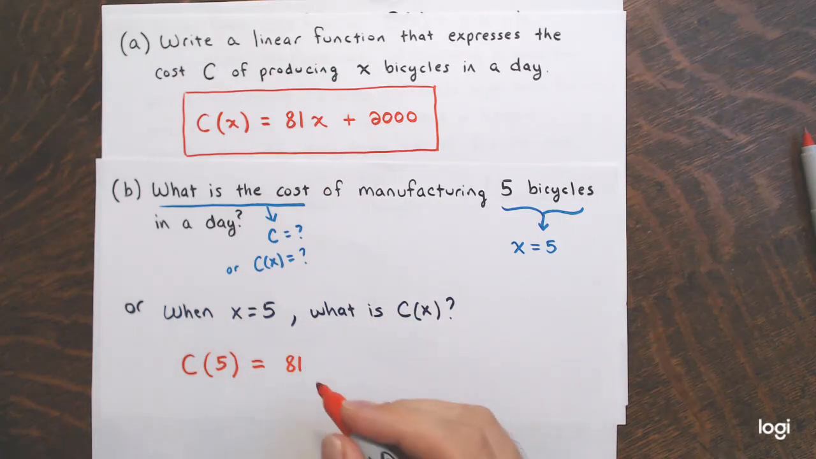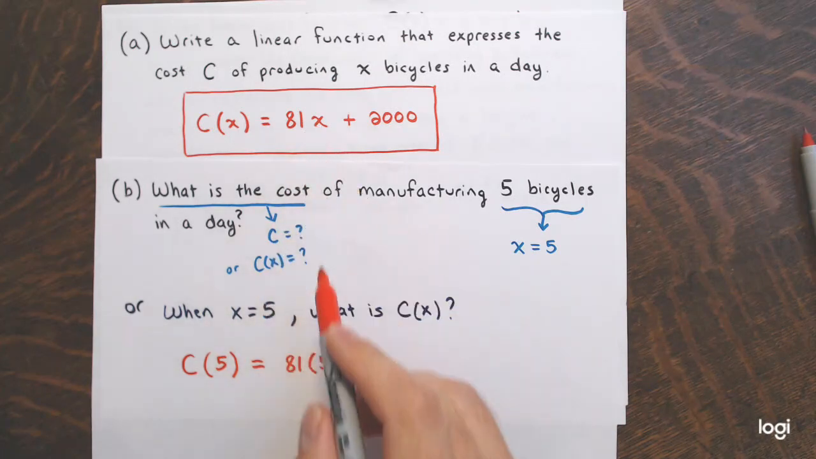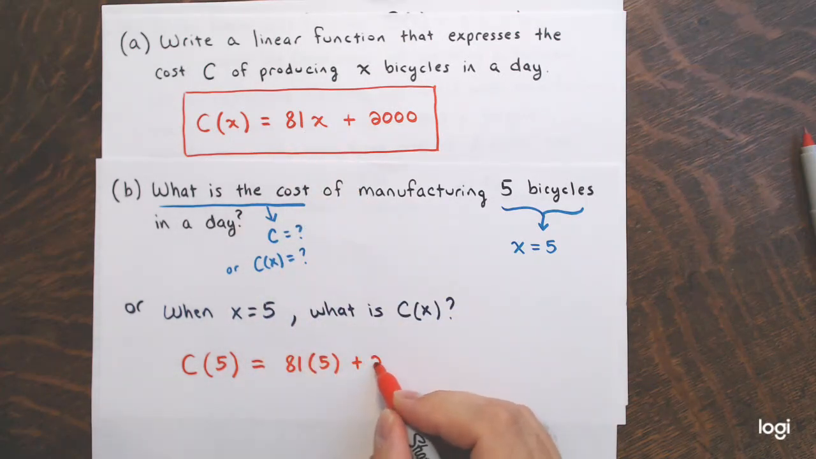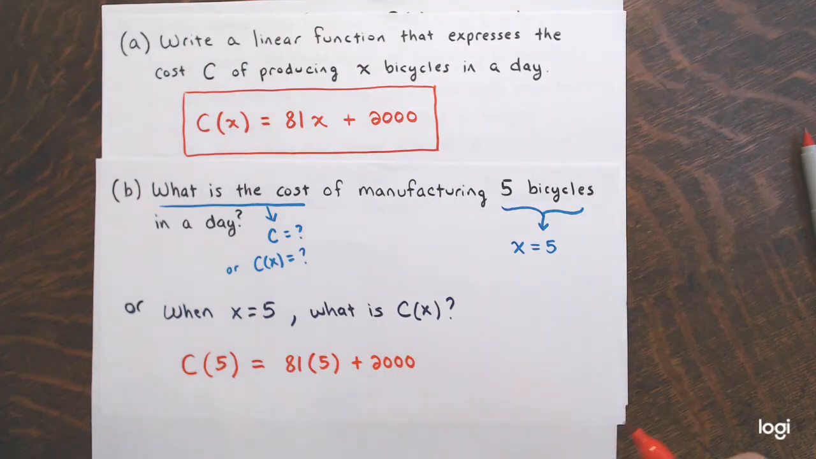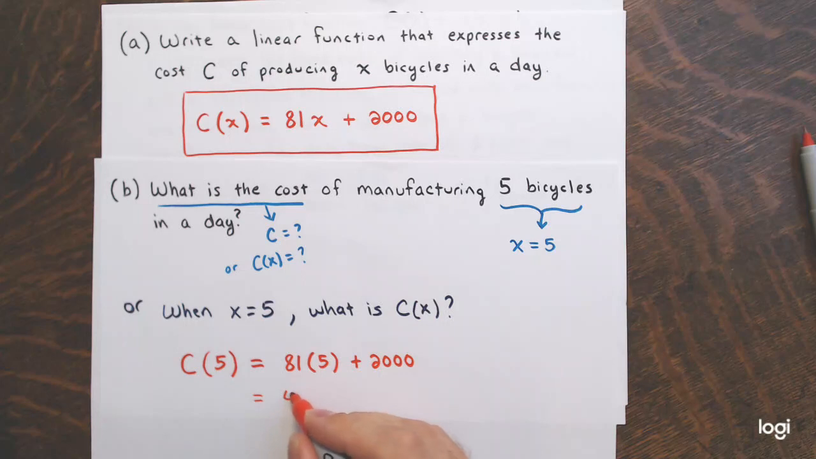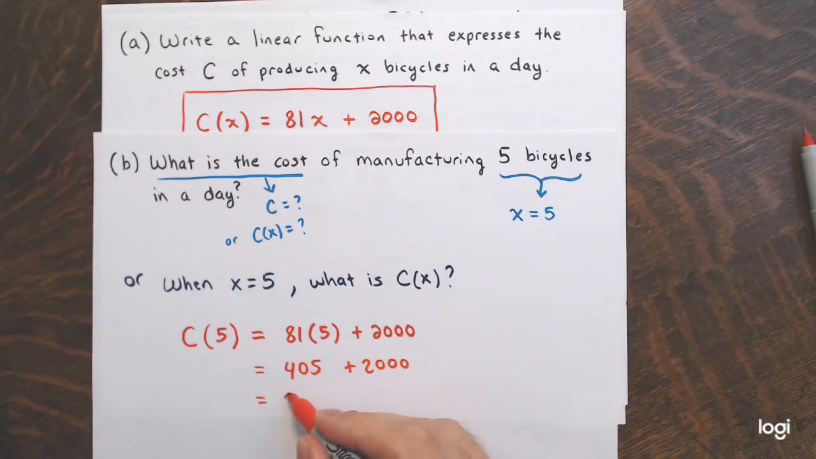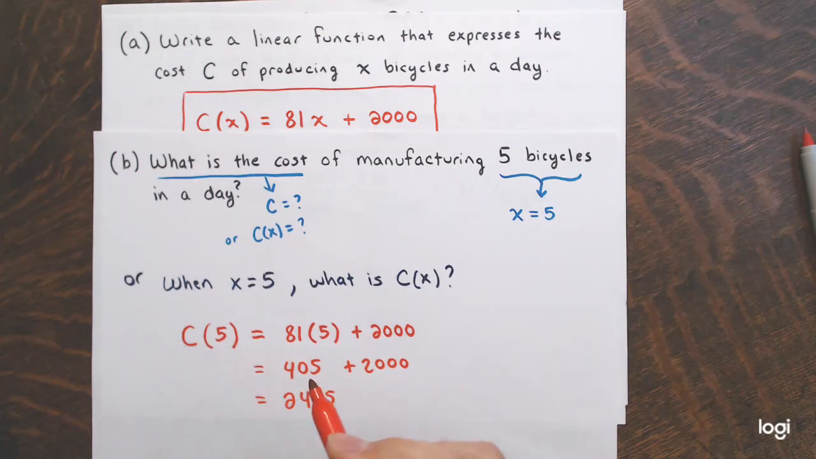the $80 plus the dollar in tax, times the 5 bicycles that are produced, replacing X with 5. And then on top of that, plus the $2,000 it costs for a day just to run the business. All right, and then we do order of operations, multiplication here. 5 times 81 would be 405, and then plus the 2,000. So I'm getting here 2,405. And don't forget this is the cost, so that's dollars. Cost was in dollars.